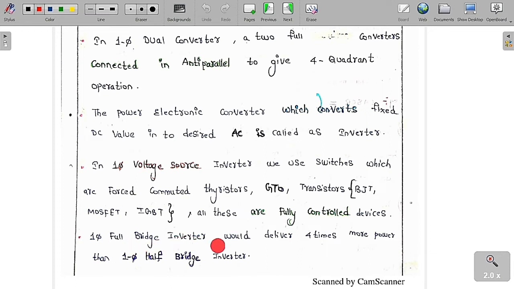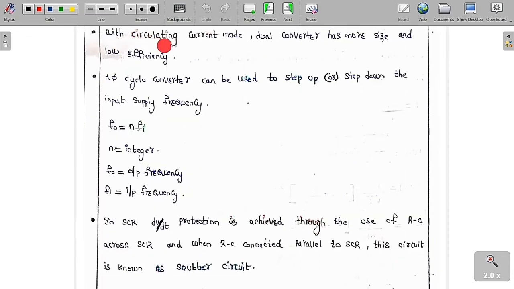A single phase full bridge inverter would deliver 4 times more power than a single phase half bridge inverter. This is the thing that you need to remember. The amount of power delivered by the single phase full bridge inverter is 4 times the power delivered by the single phase half bridge inverter. This is a very important point, and this type of question is mostly asked in examinations.